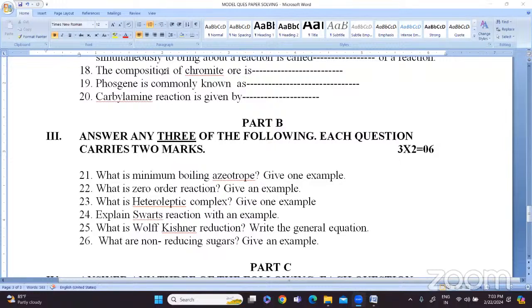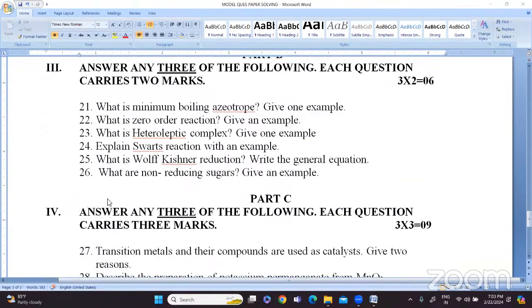The carbonyl group of aldehydes and ketones is reduced to hydrocarbon. In Wolff-Kishner reduction, the carbonyl group present in aldehydes and ketones is reduced to hydrocarbons, so C double bond O is reduced to CH2. It reacts with hydrazine. What is hydrazine? NH2-NH2.